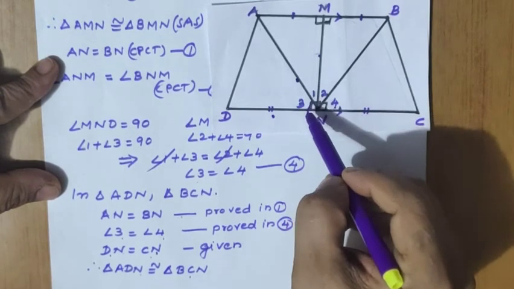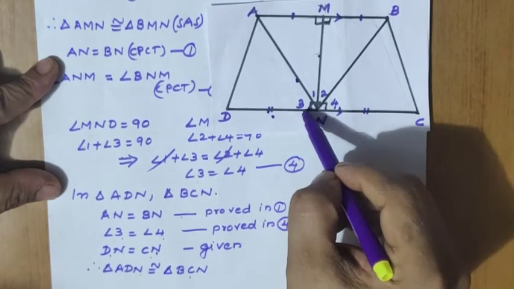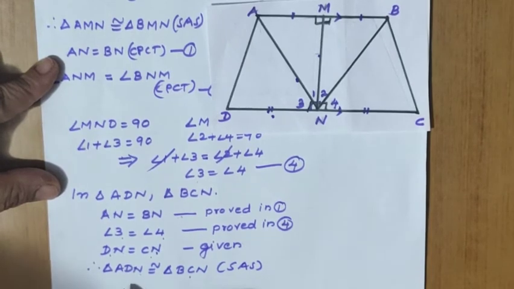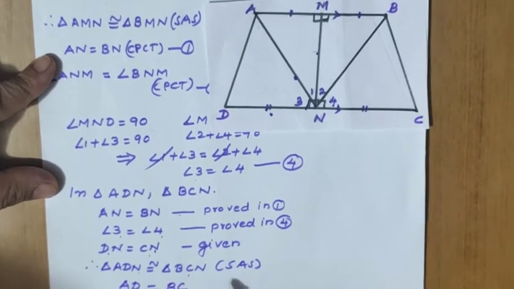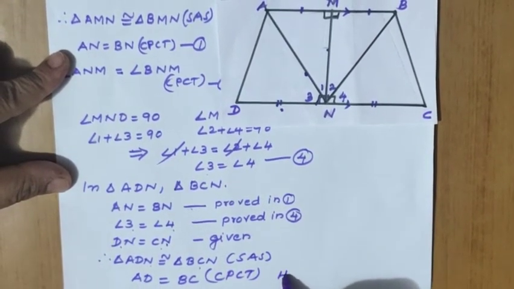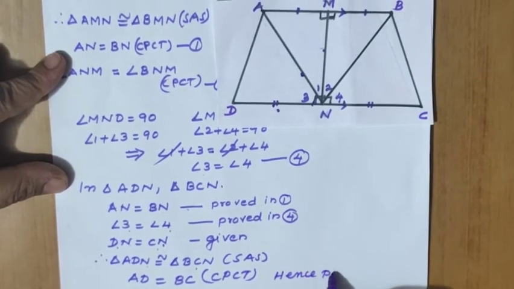This is the first equal side. Now the second equal side, the angle is included. Again the criteria is same, SAS only. The last time also we have got SAS, now also we are getting SAS. Now what you can say about AD? AD equal to BC, CPCT. Hence proved.